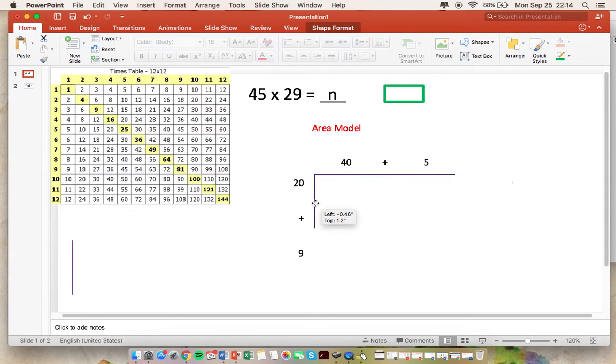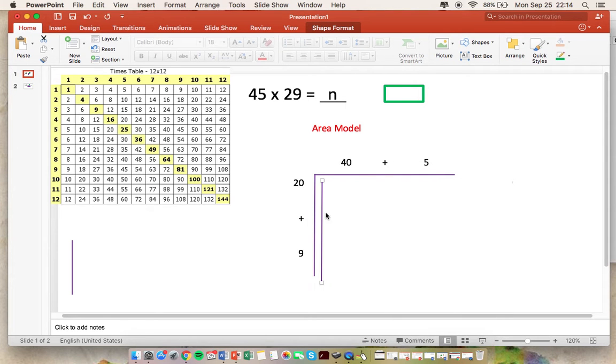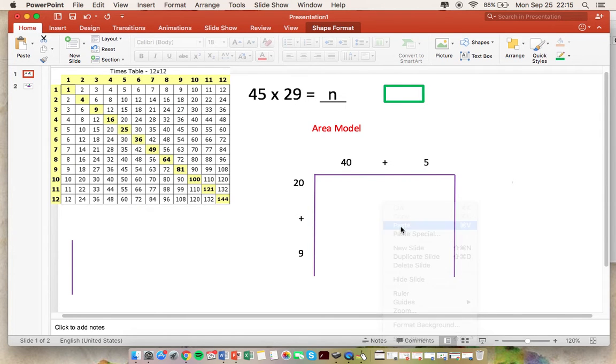Now I want to draw my bar here. Make sure it's nice and long. Okay. I'm going to go ahead and copy that, so I can go ahead and start closing in my box, just like we did before. Okay. There we go. And one more here.